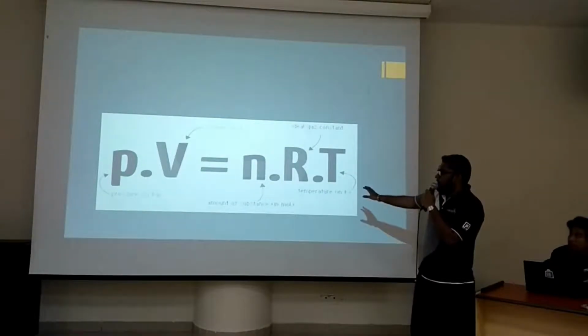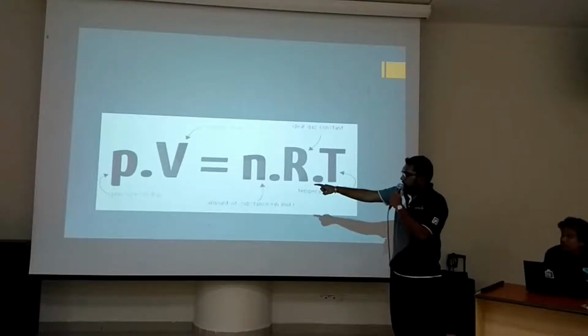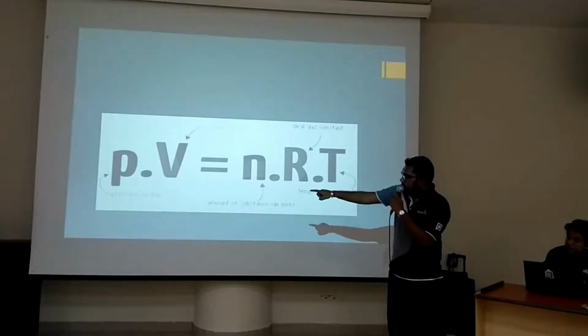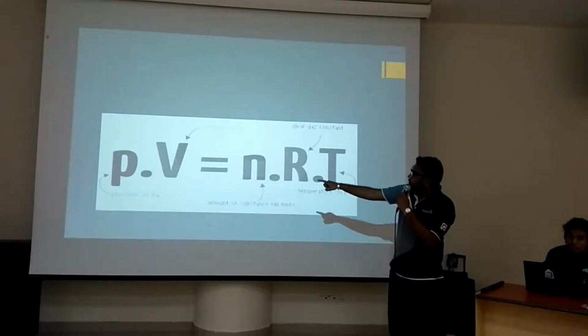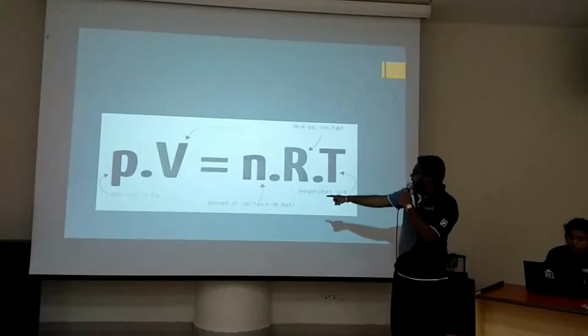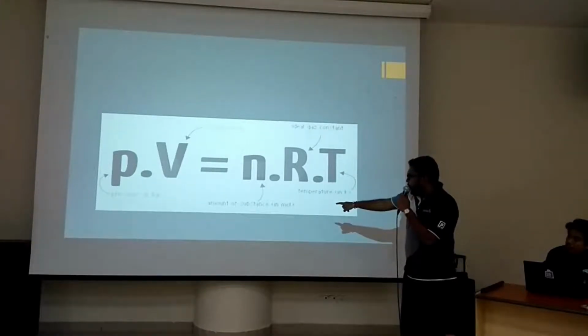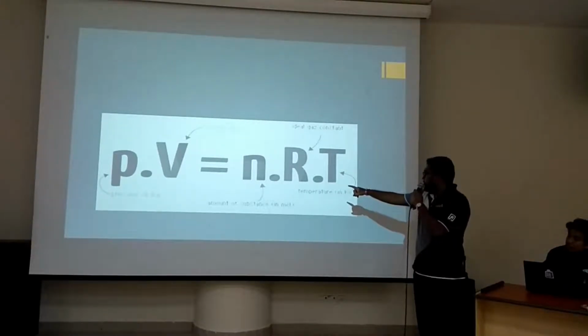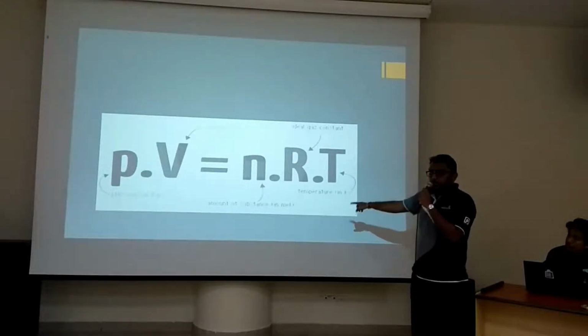This is the picture for the equation derivation. As you can see, P is the pressure, the unit is in Pascal, whereas V is volume. n is the amount of substance in mole. R is the ideal gas constant, whereas T is temperature.